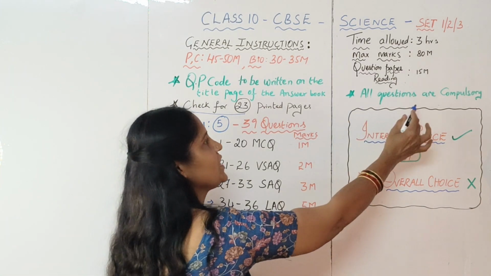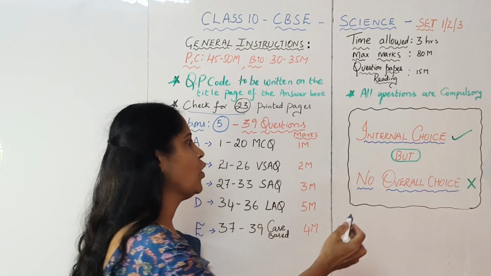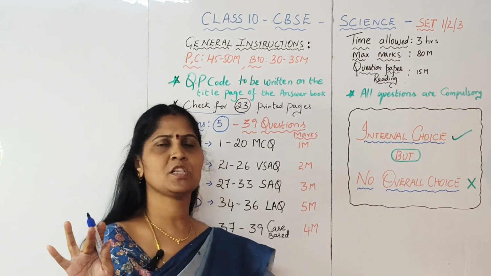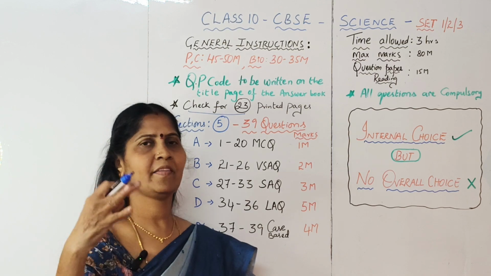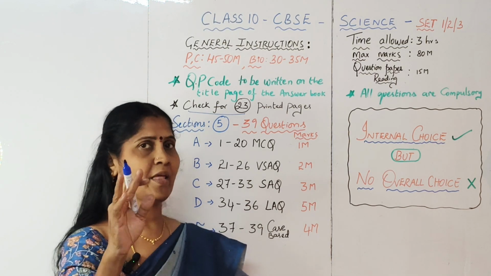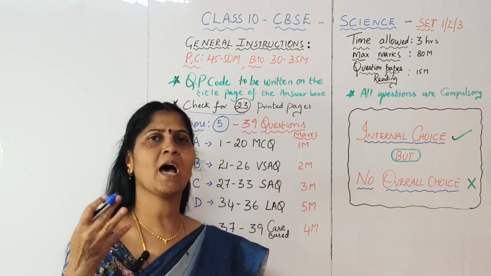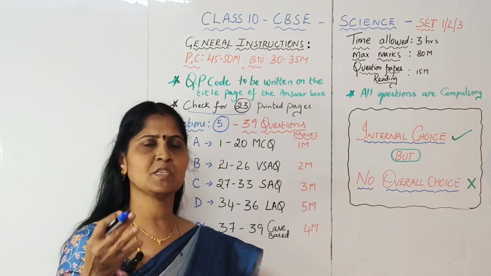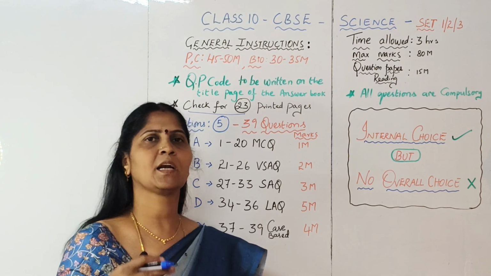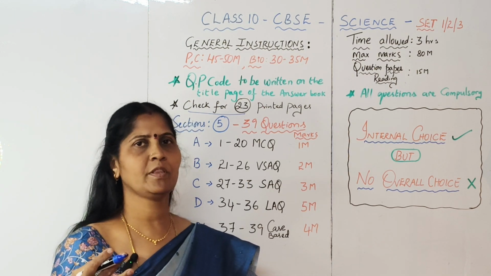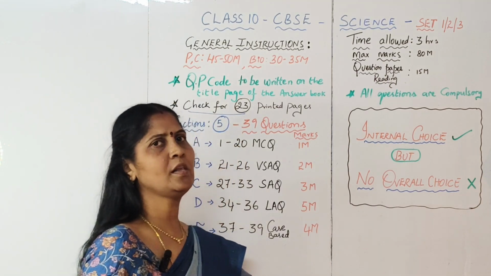And all questions are compulsory. There will not be any overall choice. That is, some 10 questions are given, out of which you can write 5. Like that, the choice will not be given, but there will be some internal choice which you can pick depending upon what answer you can score easily. The wise way to select your answer, I will explain to you later on. So you can select whatever answer you are comfortable with and write that. So internal choice is there, but there is no overall choice.